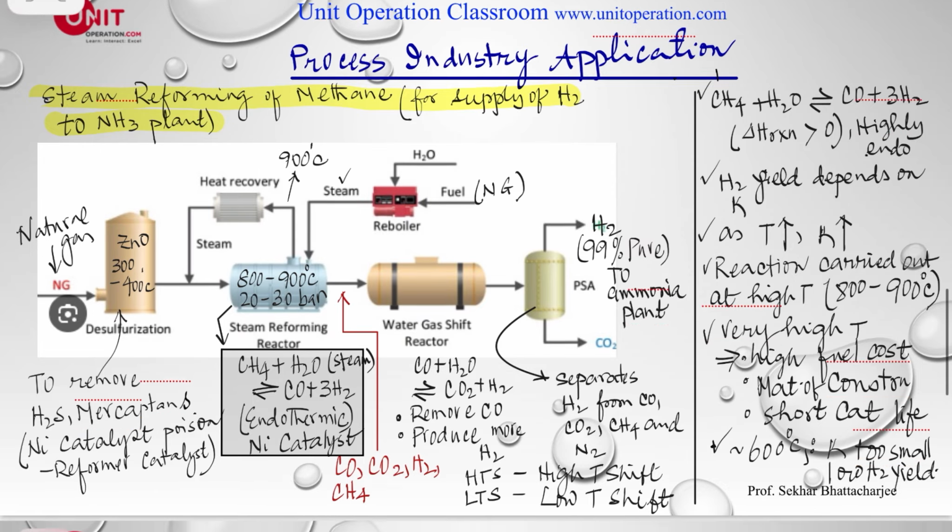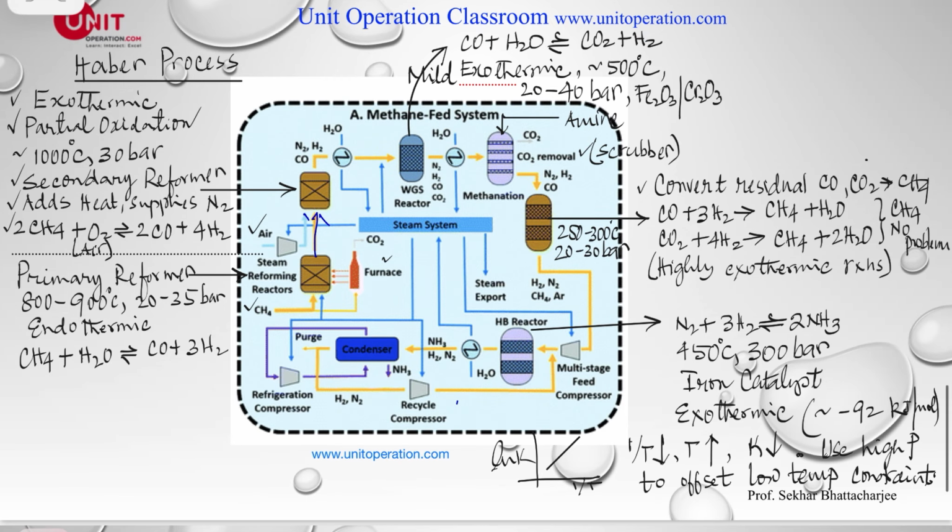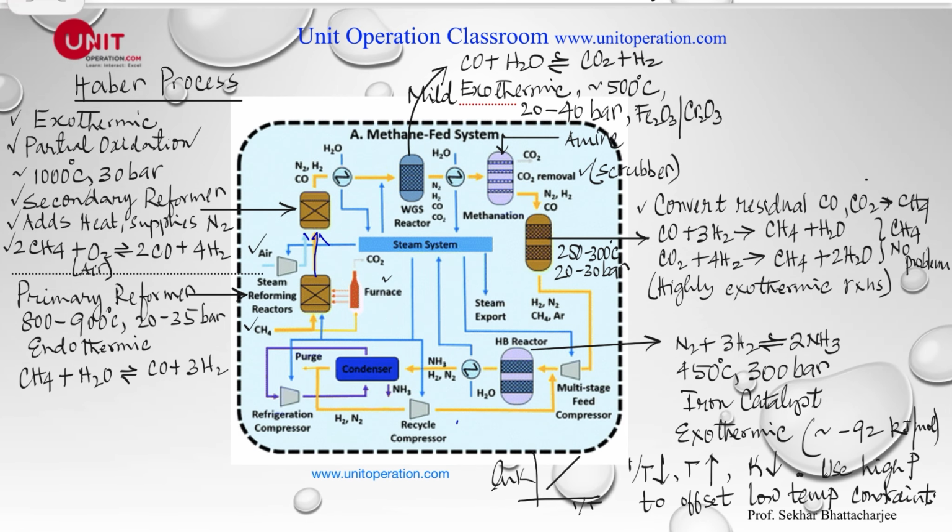actual industry problem. A similar problem, look at the Haber's process. Okay, in the Haber's process, we know it produces ammonia. We all know that. So what happens? We have a furnace here, and of course, it can be a natural gas fed furnace. So here's the steam reforming reactor we just discussed.